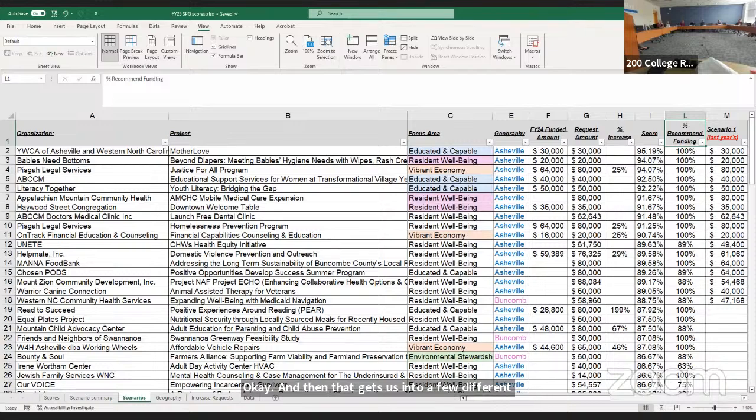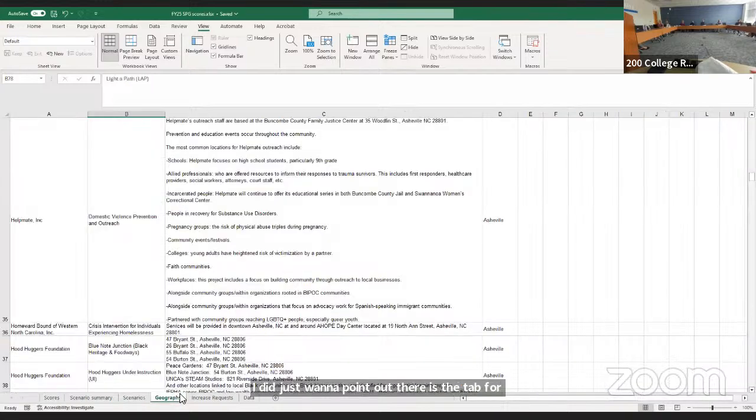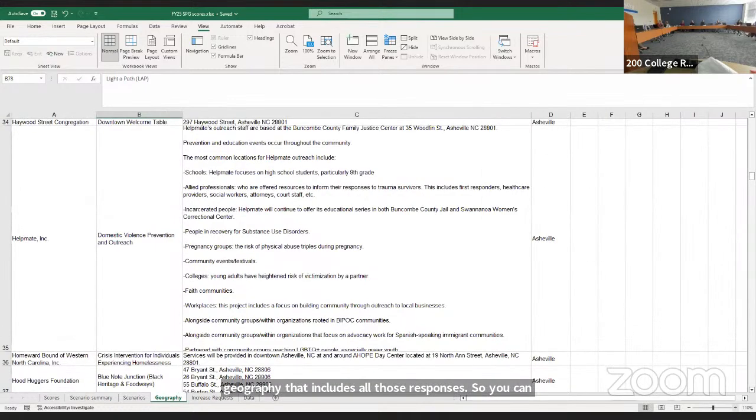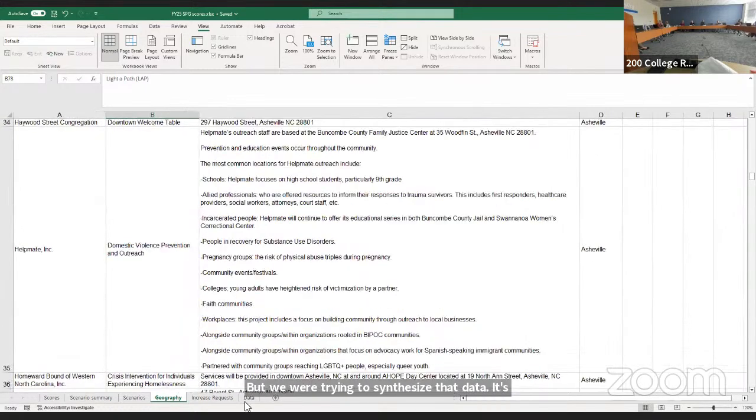I did just want to point out there is the tab for geography that includes all those responses. So you can see there what we were looking at when we were trying to synthesize that data. It's a lot of very narrative information. What about the places with multiple locations? Did we get all of the addresses in?